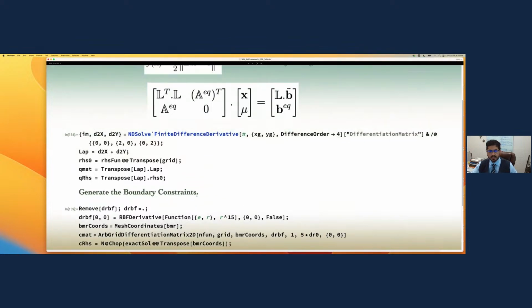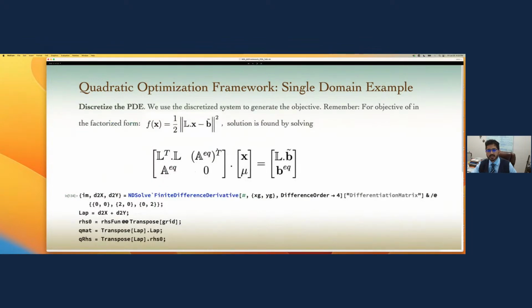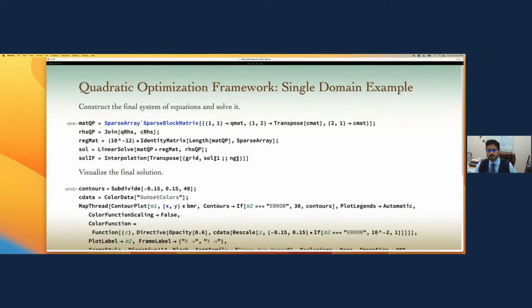So now that I've generated that, we basically solve this and we get our solution X. This matrix can be efficiently generated using sparse block matrices. You don't need to combine them; you can combine them in any way you want. You can use join, but this is a very efficient way of doing it. You just use sparse array, sparse block matrix, and you get the final matrix. You get the RHS. In this case, I added a regularization. You really don't need to do this. I found that it sometimes improves the stability of the system, but for this case, you may or may not need it.